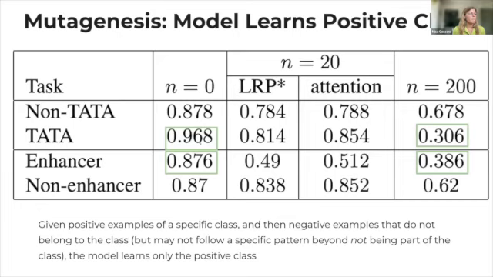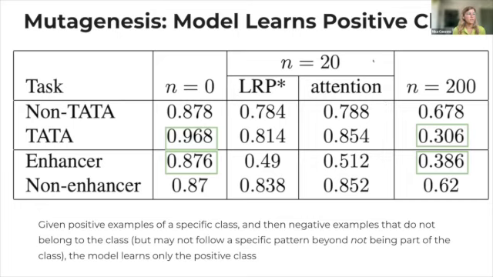So essentially what we see is that given positive examples of a specific class and negative examples that do not belong to the class, but may not follow a specific pattern beyond not being part of the class, the model will learn only the positive class. So this kind of lines up with our intuition.